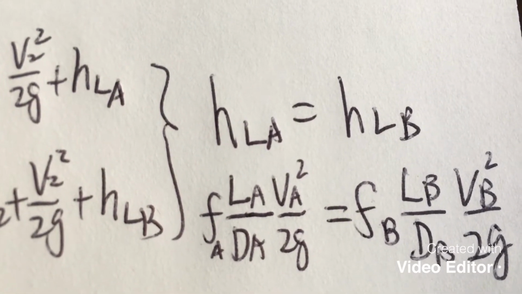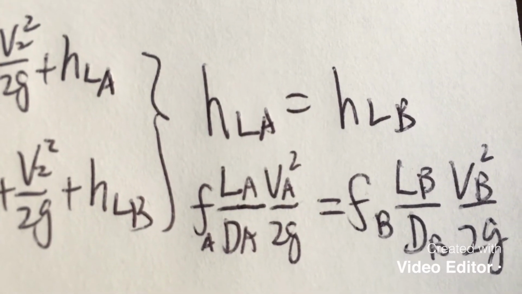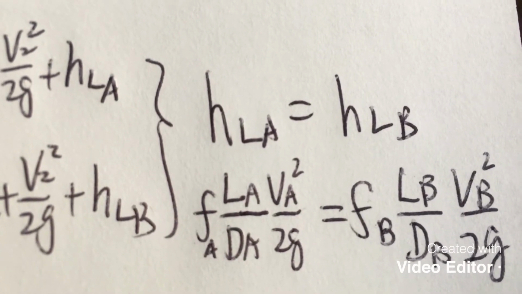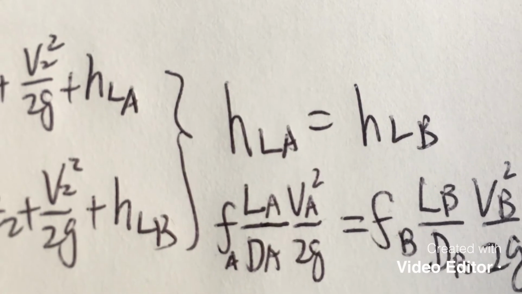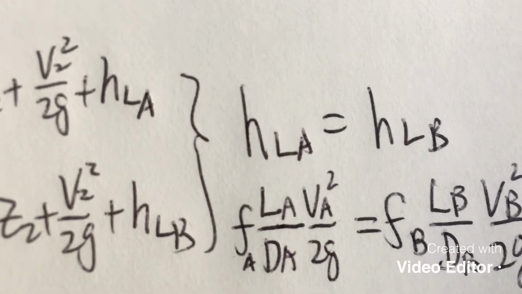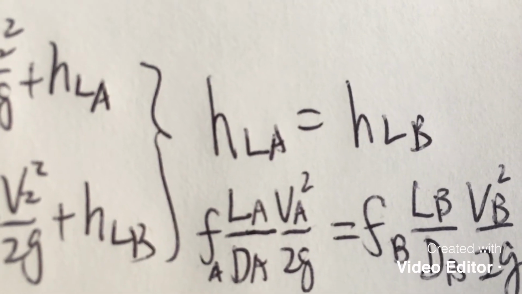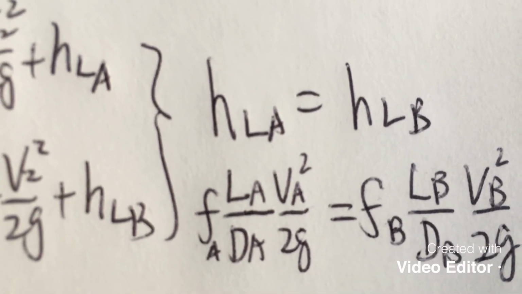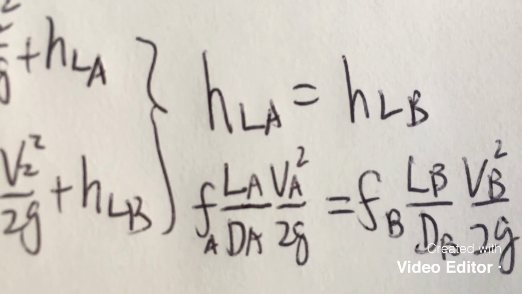What about VA and VB? Because of this equation, loss has to be the same. If LA is greater than LB, your VA has to be smaller than VB, based on this equation. That makes sense, right? If your pipe is much longer, if the branch is much longer, you have to sacrifice the speed. The speed in the pipe has to be smaller. Okay, vice versa. Let's say if LA is the same as LB, the lengths of the two branches are the same, but DA is much greater than DB.